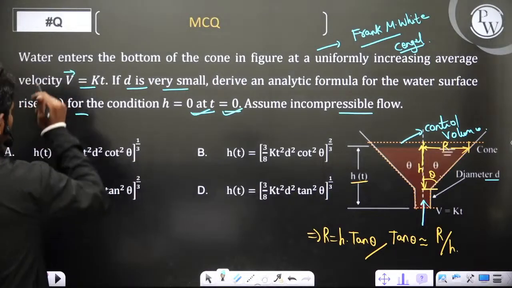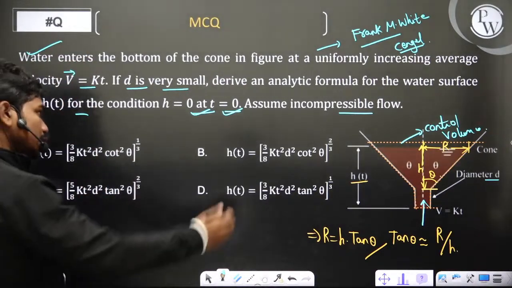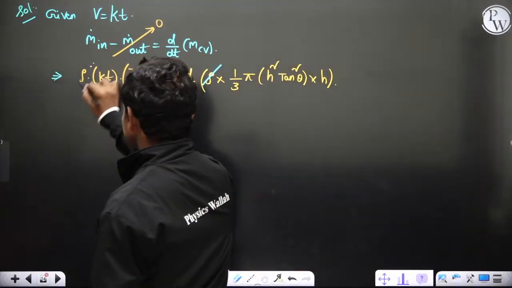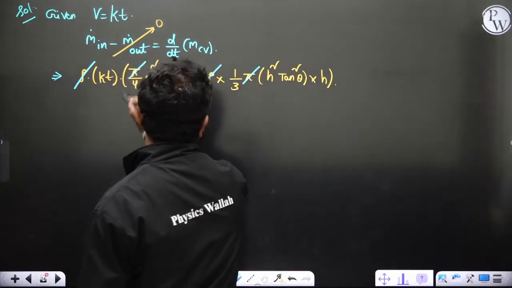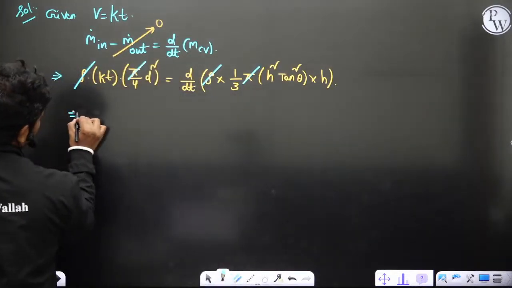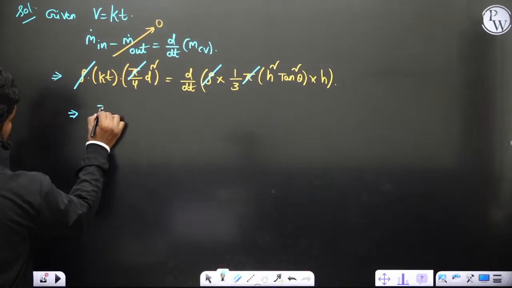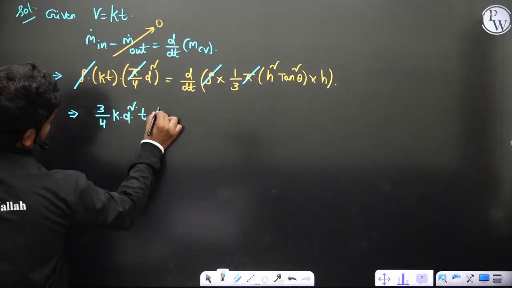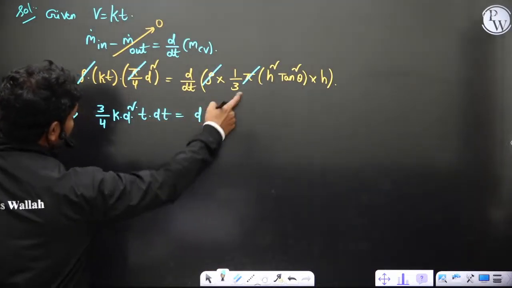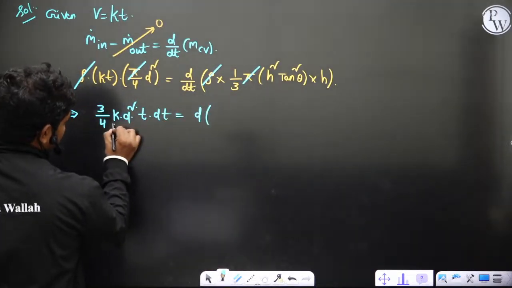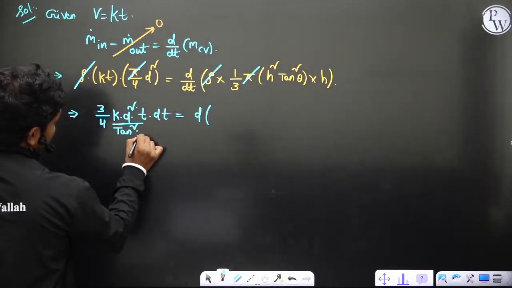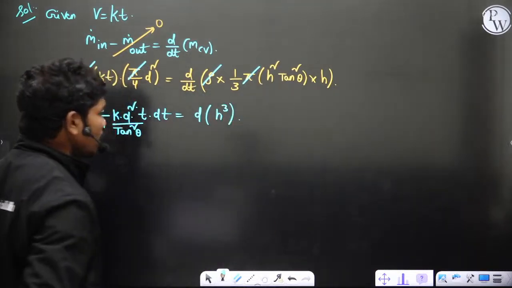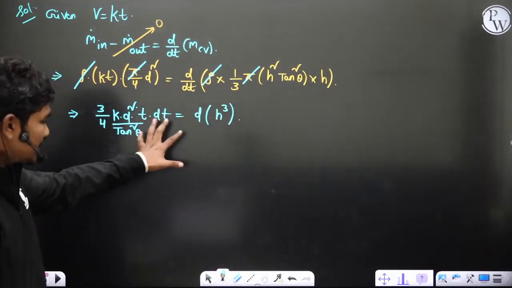Now let us see what they have told you. Water enters the bottom, so water practically you can take as an incompressible fluid. They have also given assume incompressible flow, which means the density will remain constant throughout. This pi can also be cancelled. Now if you bring the 3 here, it is 3 by 4 k d square into t into dt is equal to the derivative of h cube. If you bring tan square theta here, it is 3k d square by tan square theta into t dt equals d of h cube. So this is a variable separable differential equation.